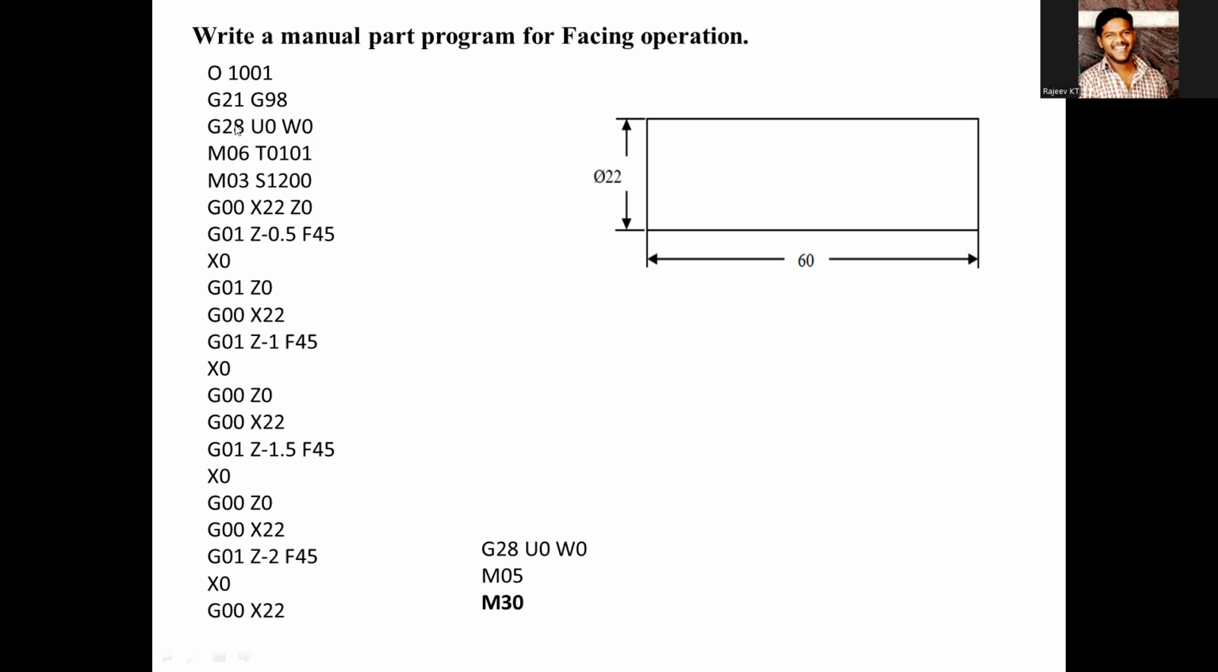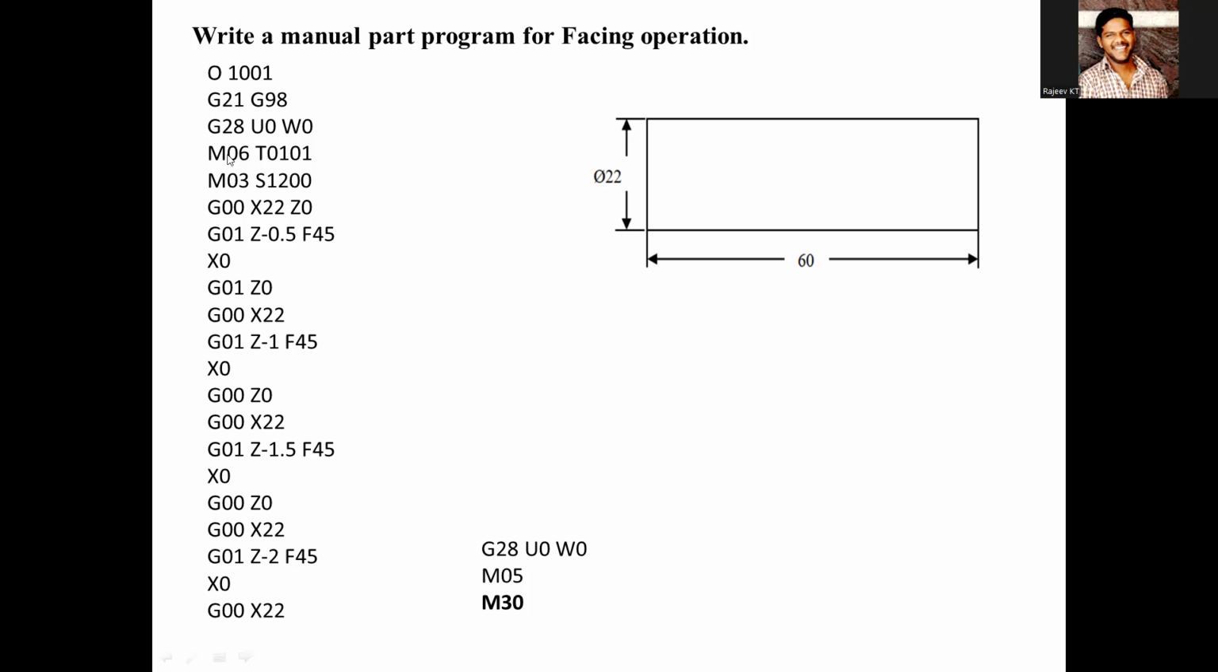And the next one is G28, home position. These are incremental values. U and W are used to give incremental values. It means at any point the tool has been stopped in a previous program, if you want to send that tool to a home position, we don't know the absolute value where exactly the tool has been stopped. Instead of using absolute, we use incremental values. From the point where the tool was stopped in the previous program, it will go to the 00 position where the tool will be changed.